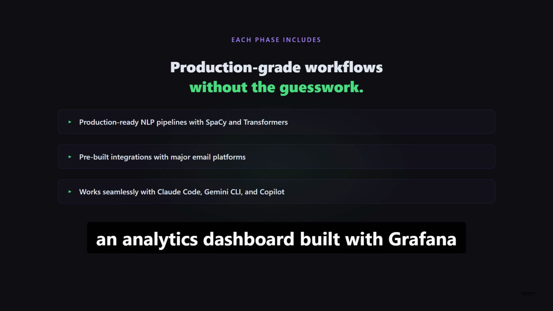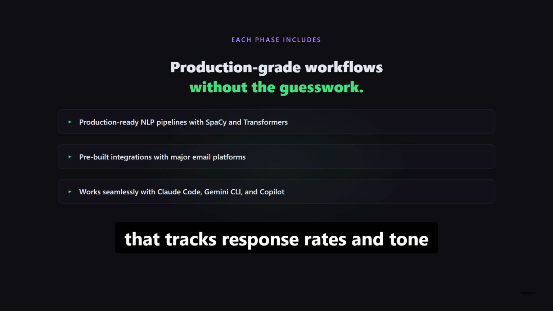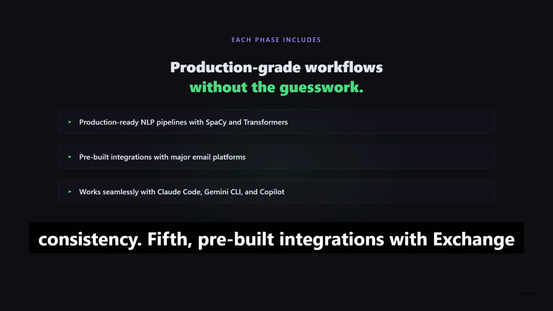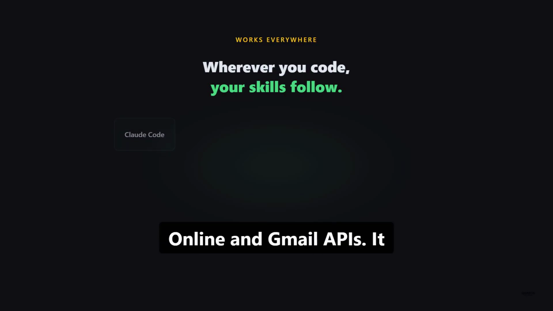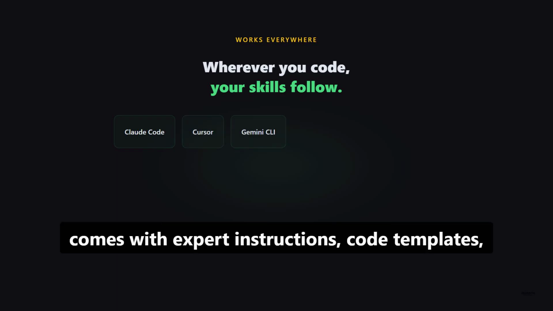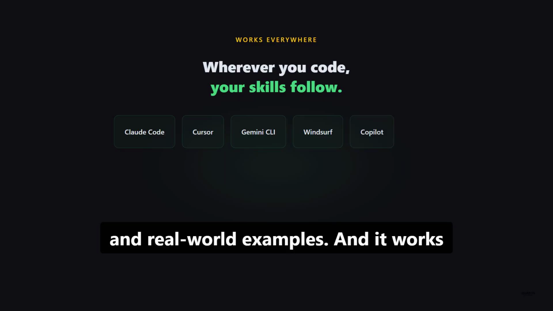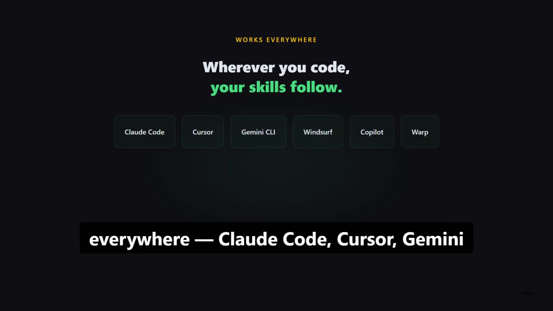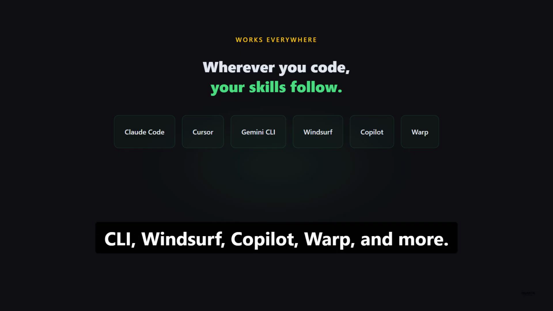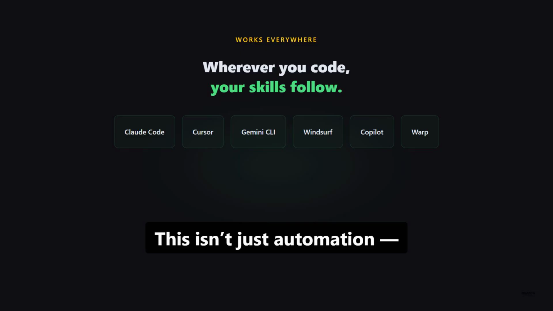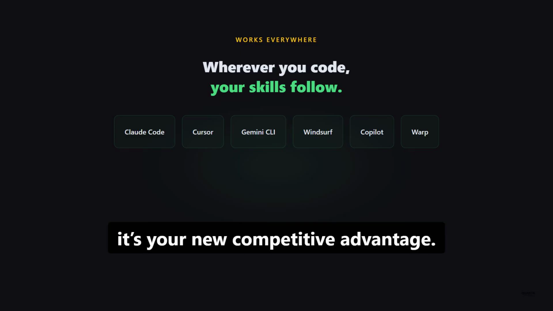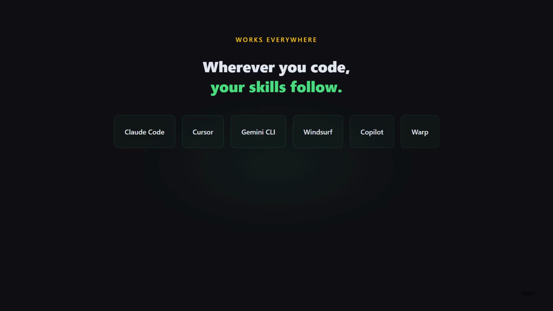Fourth, an analytics dashboard built with Grafana that tracks response rates and tone consistency. Fifth, pre-built integrations with Exchange Online and Gmail APIs. It comes with expert instructions, code templates, and real-world examples. And it works everywhere: Claude Code, Cursor, Gemini CLI, Windsurf, Copilot, Warp, and more. This isn't just automation, it's your new competitive advantage.